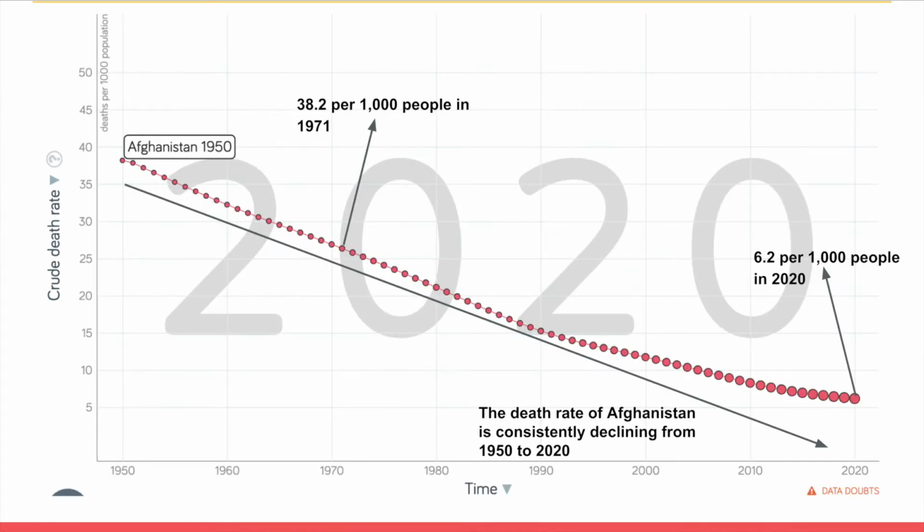Afghanistan's death rate reflects its healthcare problems and improvements. The death rate is consistently declining from 1950 to 2020. It is affected by the economy. From the 1950s to the 1970s, the economic situation in Afghanistan was not optimistic.